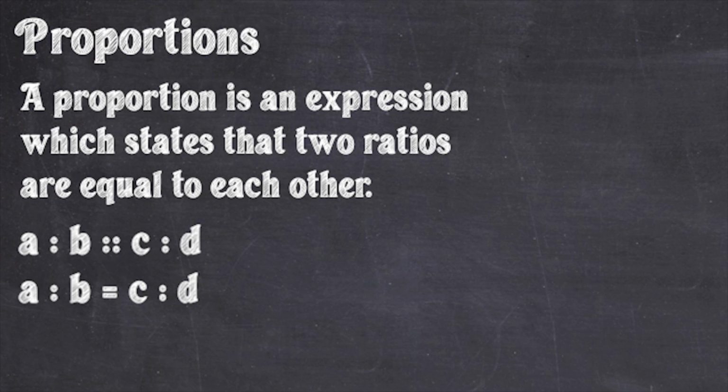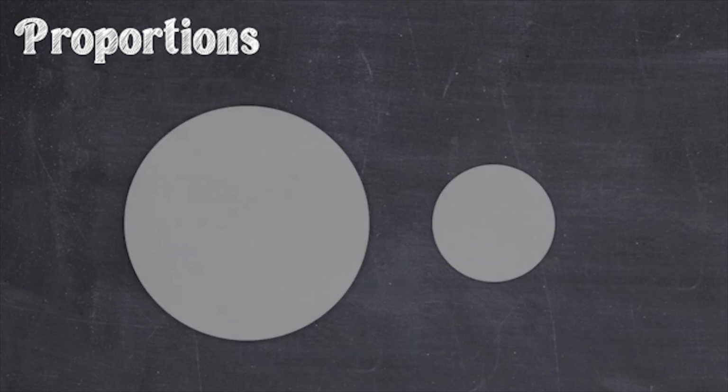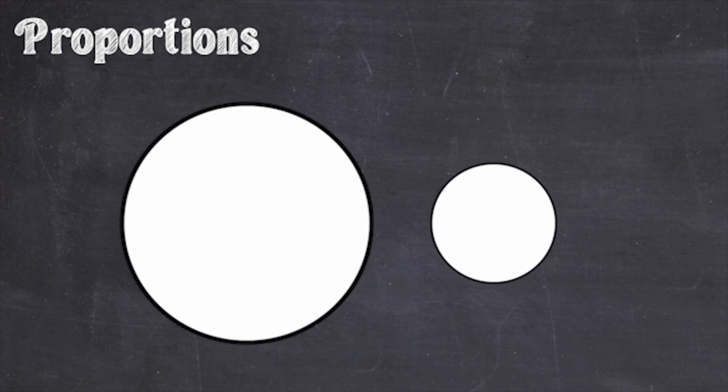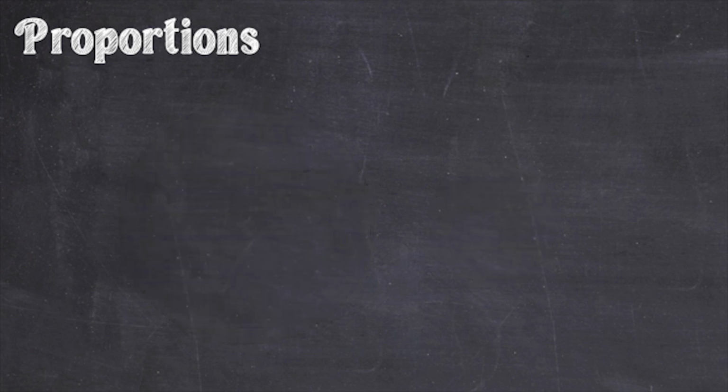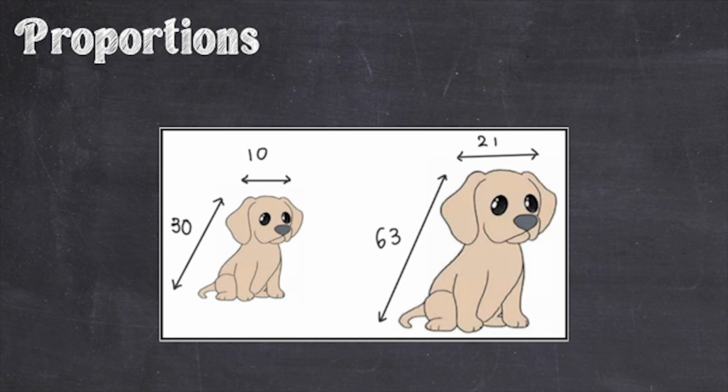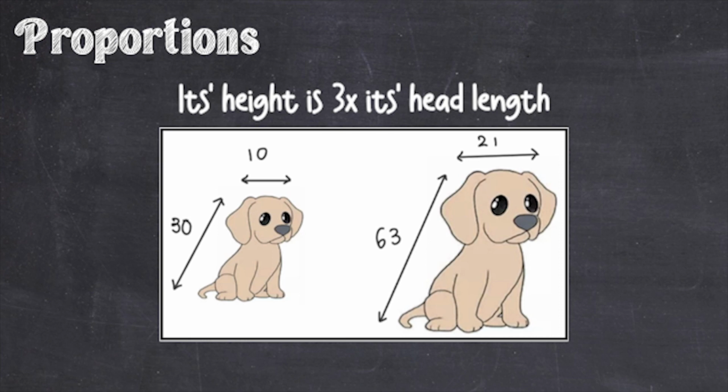Proportions are extremely helpful in comparing shapes and sizes. When we say that 2 shapes are in proportion or proportional, we mean that the relative sizes are the same. For example, the head length and height of certain dog breeds are proportional. If a dog has a head length of 10 centimeters and a body length of 30 centimeters, then its height is 3 times its head length.